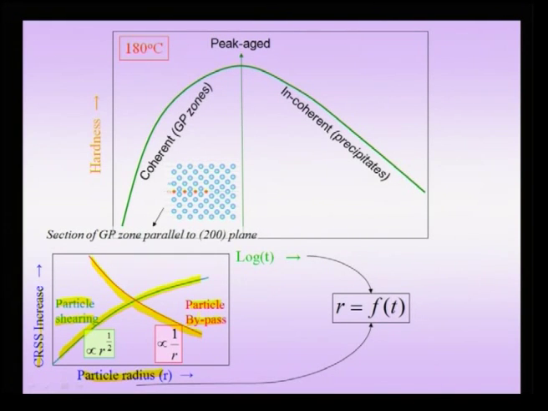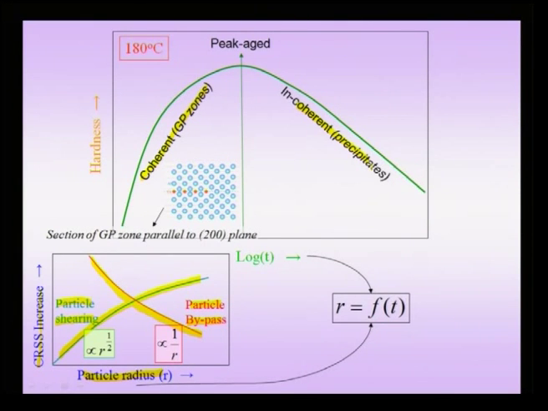That means I have one kind of dependence for critical resolved shear stress for particles which are coherent, and another kind of dependence for particles which are incoherent. We will note very soon that with increasing time the precipitates tend to go from coherent to semi-coherent to incoherent. So, putting together these two pictures, in the low time regions you typically have coherent GP zones or precipitates. We have introduced a new term called GP zones, which we will see what it is very soon. And if you go to larger aging times, you actually have incoherent precipitates.